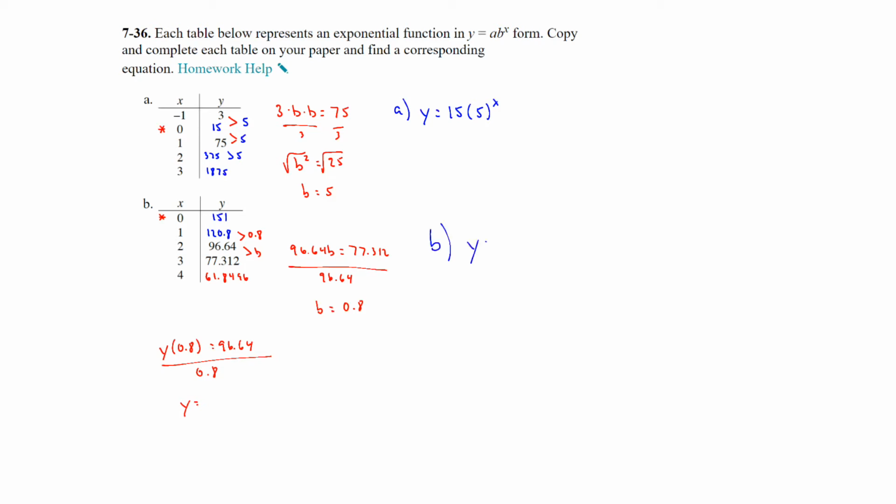So now we can write the equation. Y equals the initial of 151 times your multiplier, which is 0.8 raised to the x power. And so that's how you can write an exponential equation given a table.